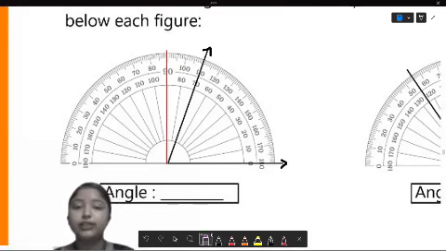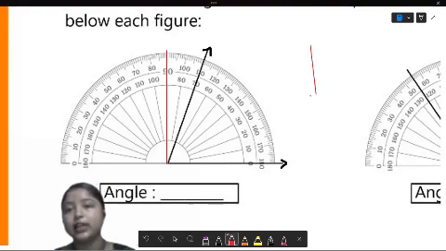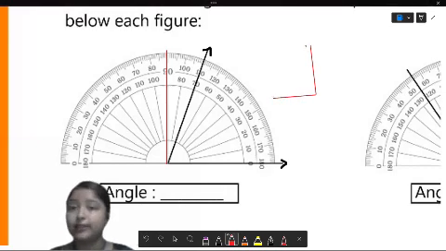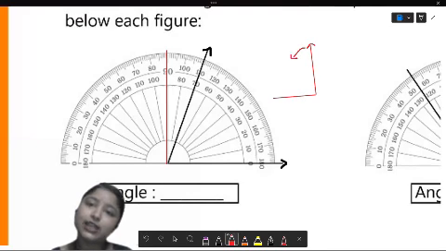For example, if this is a right angle, and what if it is towards this side? Still, it is a right angle, right? Let me just draw it. Yeah, still, it's a right angle. Yes, it's a right angle for sure. So, if it leans towards this side, it's going to be less than 90 degrees.